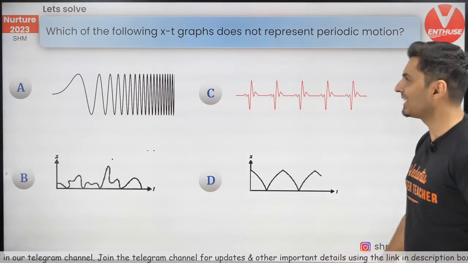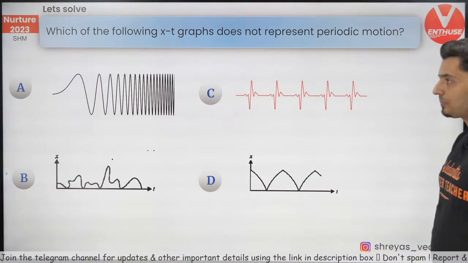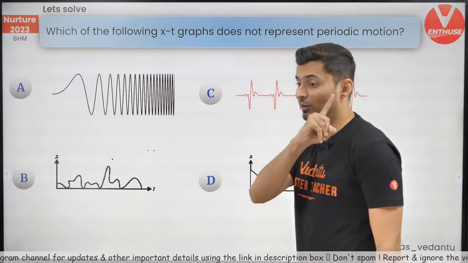Next question coming up on your screen. Which of the following graphs does not represent periodic motion? Some of these graphs may be more than one correct.